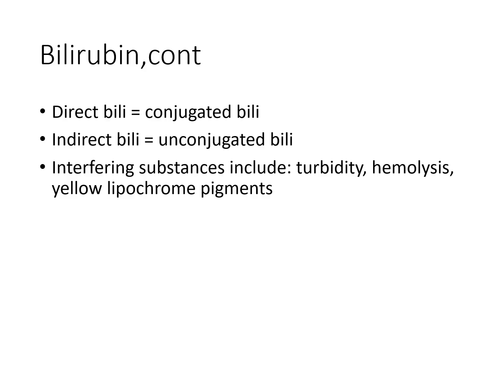Some interfering substances for bilirubin testing: turbidity, or cloudiness, of the sample can affect the light absorbance, which can lead to an inaccurate result. Hemolysis, which is the breakdown of the red blood cells, releases hemoglobin, which can interfere with the colorimetric assay. Yellow lipochrome pigments naturally present in serum may also interfere by adding a background color.